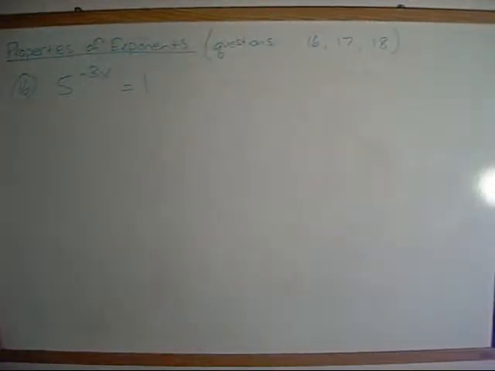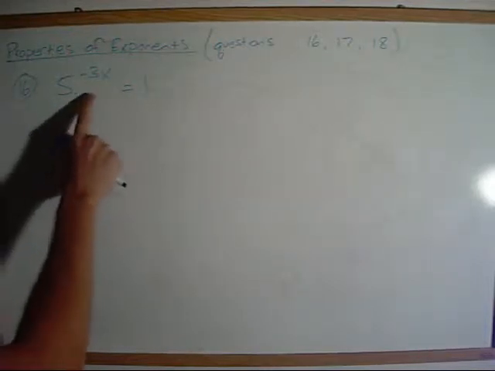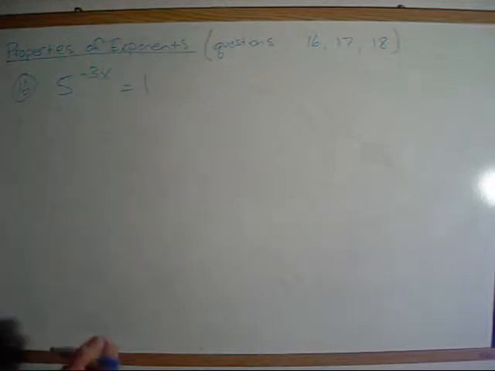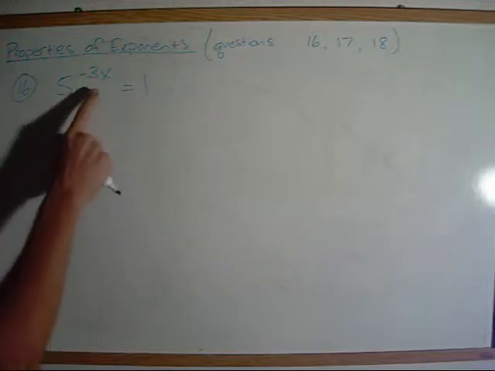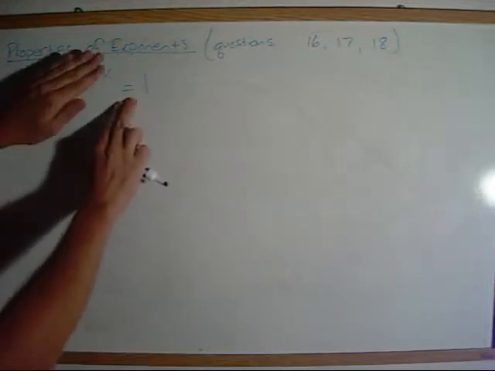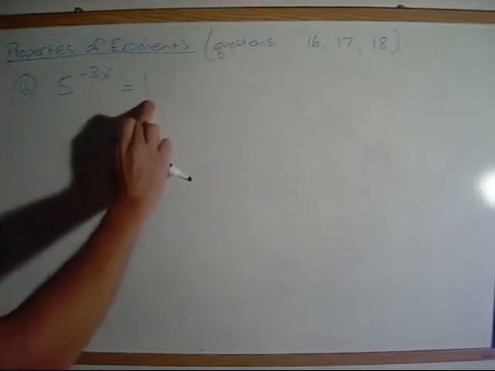Question 16, 17, and 18 all have to do with properties of exponents. So question number 16 is 5 to the power of negative 3x equals 1. So at this point, for the time being, we're just going to think about this equation, and this whole left-hand side has to equal 1.